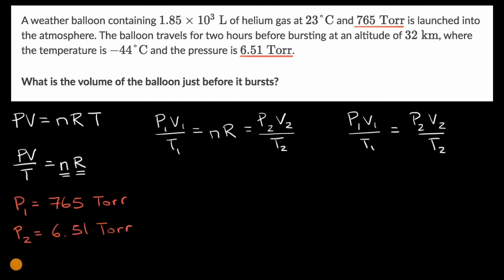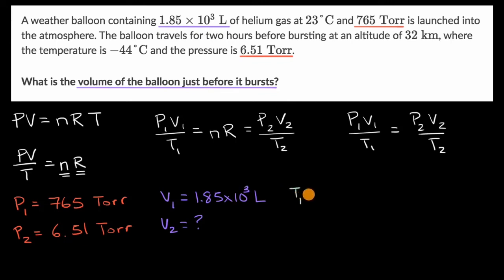6.51 torr. Now, what is V1? Well, they tell us that right over there. That is 1.85 times 10 to the 3rd liters. Now, what is V2? Well, that's what they want us to figure out. What is the volume of the balloon just before it bursts? So I'll put a little question mark there.